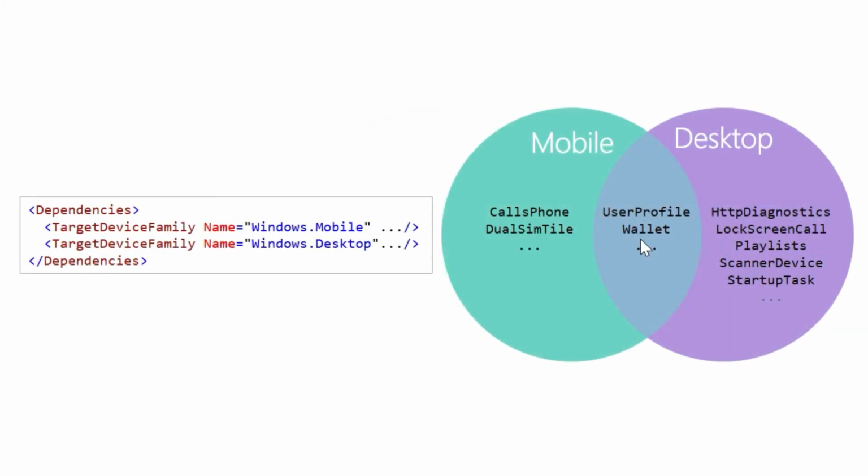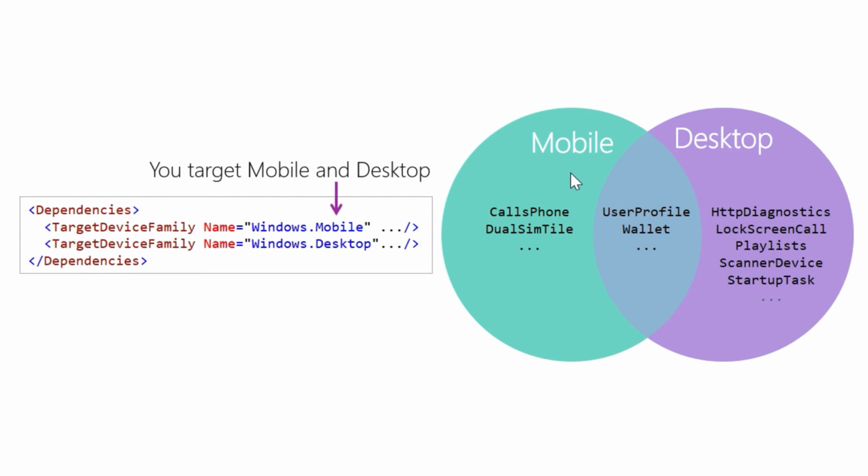This case is more interesting. Suppose, again, we have a hypothetical app that's targeting mobile and desktop. There are some contracts, calls phone for example, that are part of the mobile family but not desktop. Similarly, there are some contracts like these over here that are part of the desktop family but not mobile. There's also some here that live in both. So for example, Wallet is available both in the mobile family and in the desktop family. These are not part of the universal family, but they do exist in more than one of the device families.